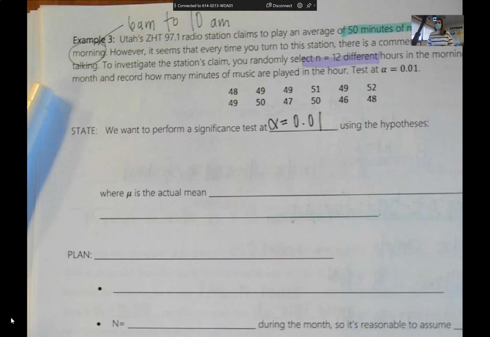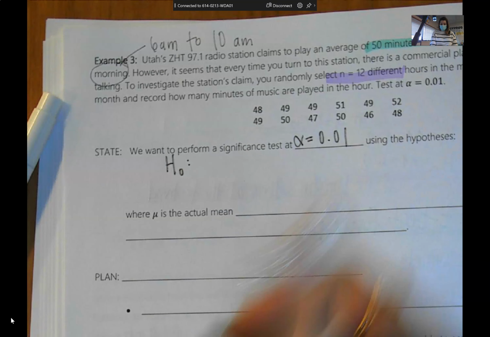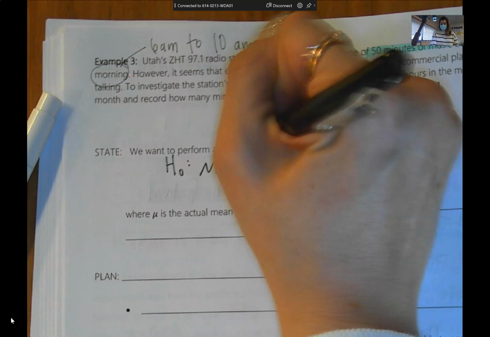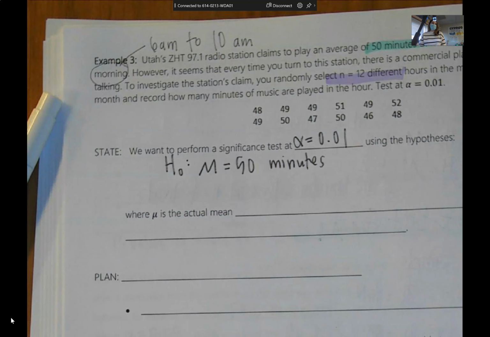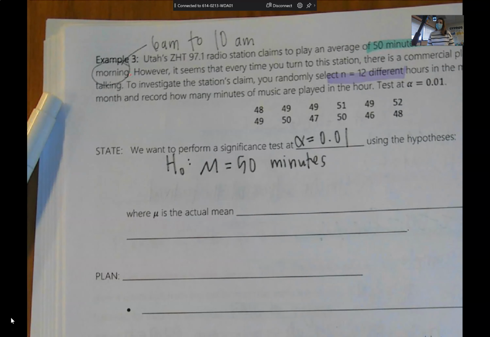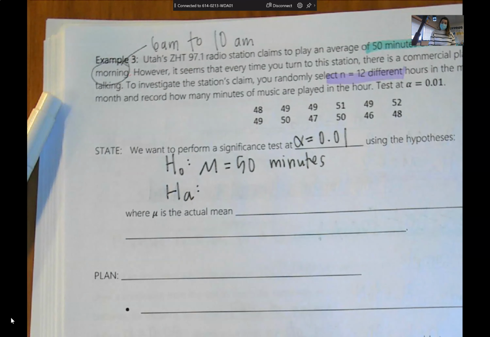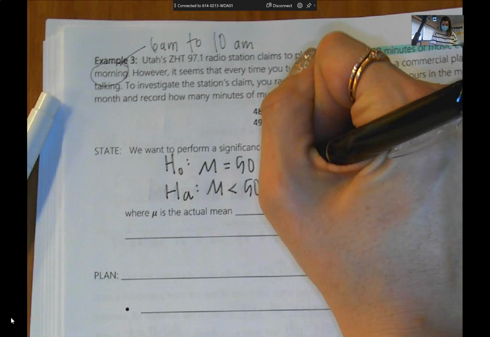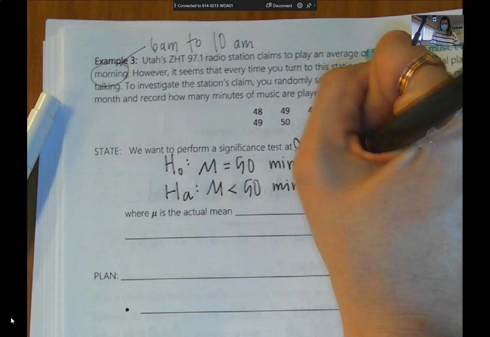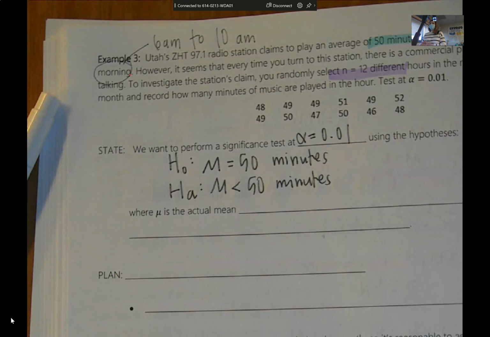Using the hypotheses, H0 is that mu is the claimed 50 minutes. HA is that they play less than that. Because every time you turn it on, they're talking or there's a commercial. So that means there's less than 50 minutes of music.